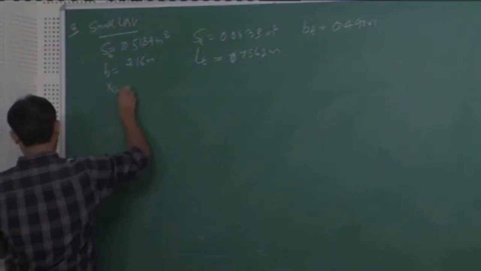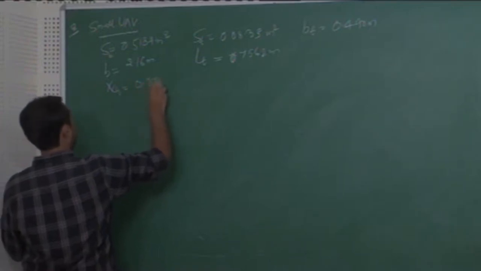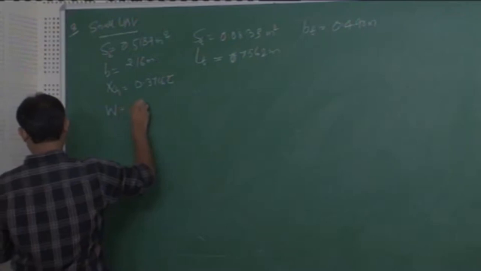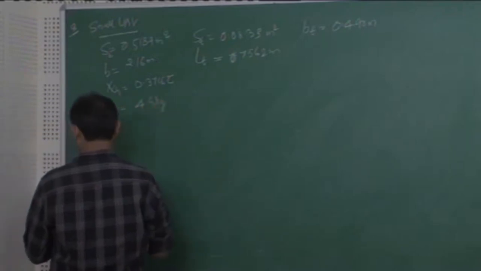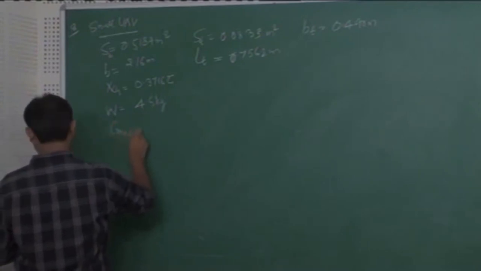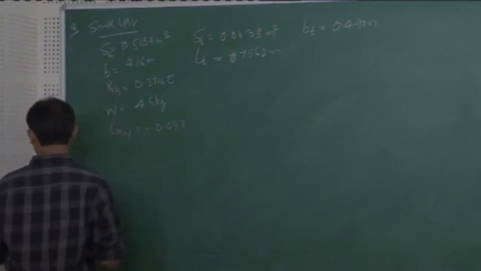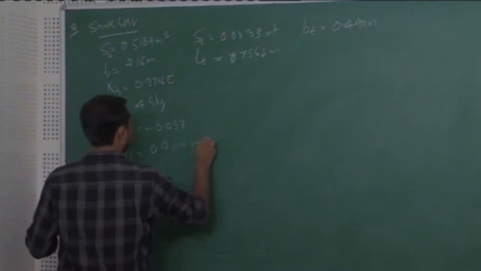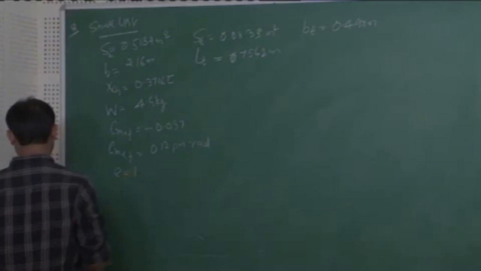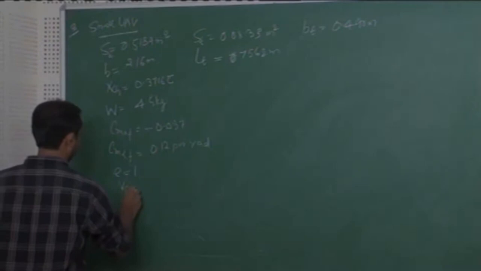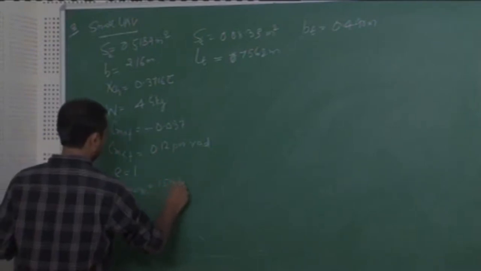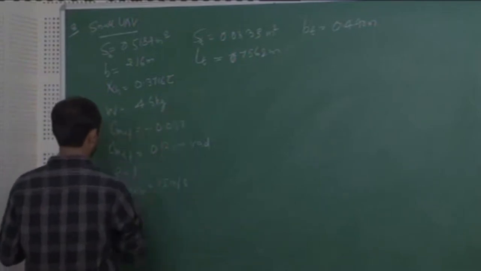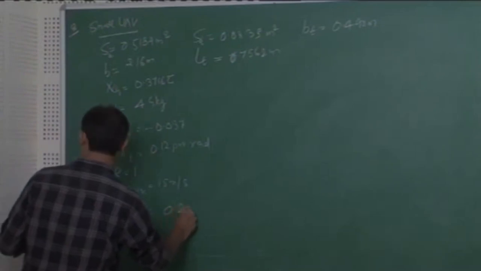XCG is 0.3716 of mean aerodynamic chord. Weight is 4.5 kg. Cm naught of fuselage is minus 0.037. Cm alpha of fuselage is 0.12 per radian. E will be taken as 1. Cruise velocity is 15 meters per second. Mean aerodynamic chord C bar is 0.2422 meters.